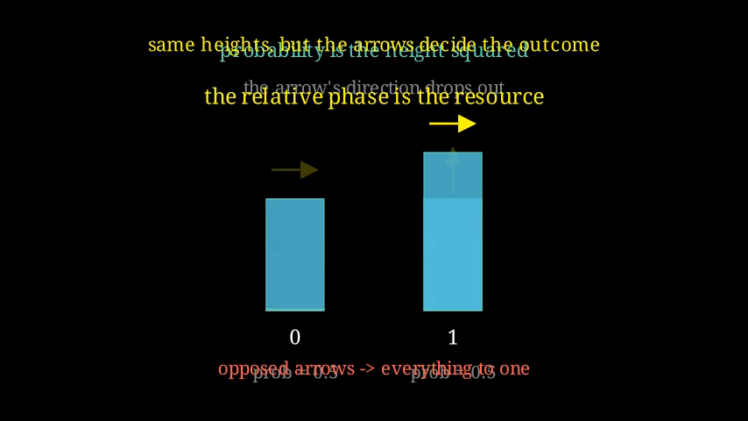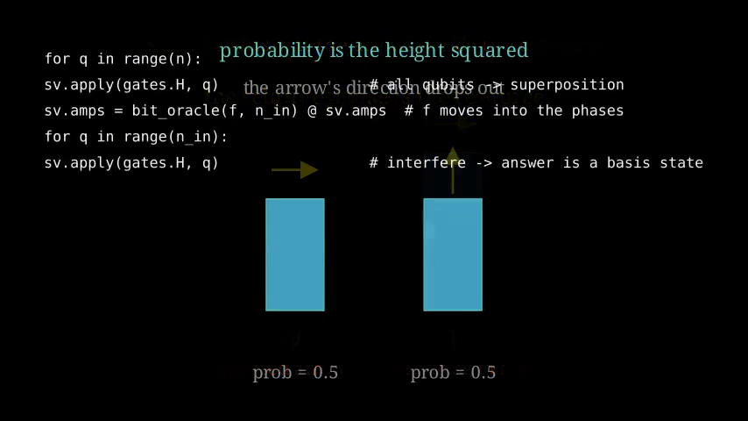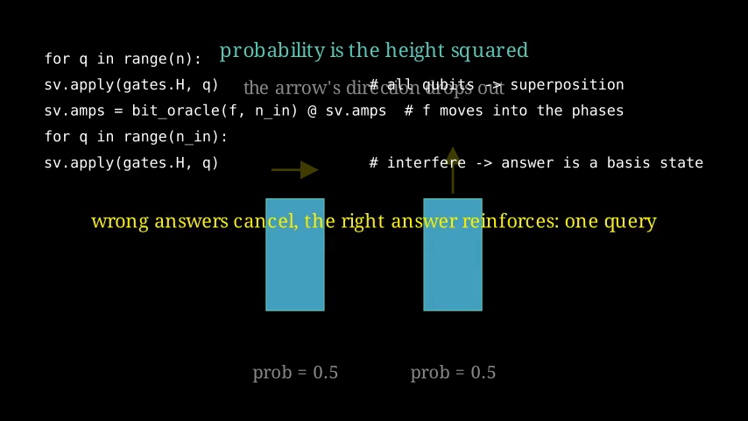It is the resource. And that resource buys something concrete, so let me show you the payoff that closes this episode. Hand a quantum circuit a mystery function as a black box. With the right gates, you can write a global property of that function, not into the heights, but into the phases of the state, 1 arrow twisted for each input. Then a final layer of Hadamards makes those phases interfere, exactly like our little circuit did. The wrong answers cancel, the right answer reinforces, and it lands on a single basis state you can just read off.